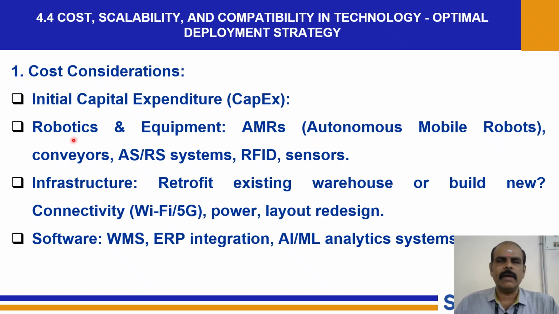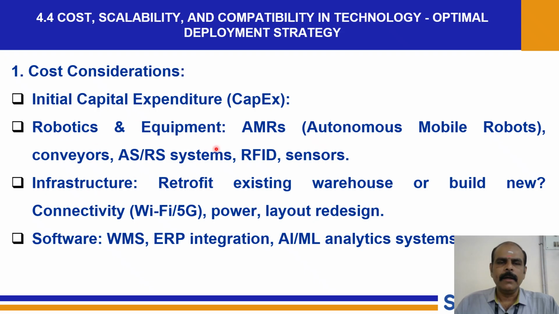Usually, from a warehousing context, the first and costliest equipment will be robotics and associated equipment, namely AMRs, autonomous mobile robots, conveyor systems, ASRS, automatic storage and retrieval systems, RFID scanners, radio frequency identity scanners, and associated elements and sensors. So when you start with the deployment strategy, the first thing is that we will be spending a lot on robotics and equipment.